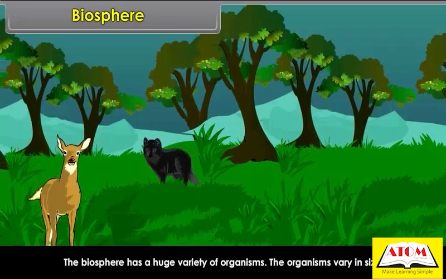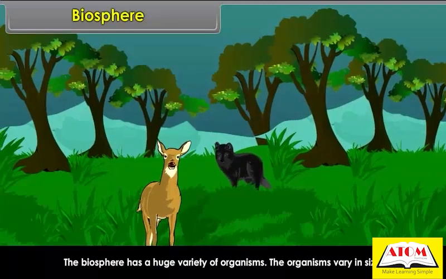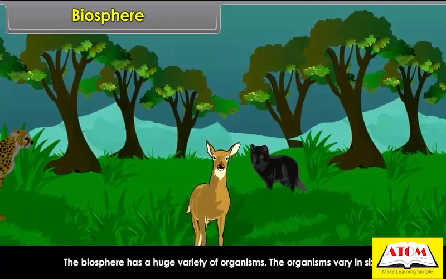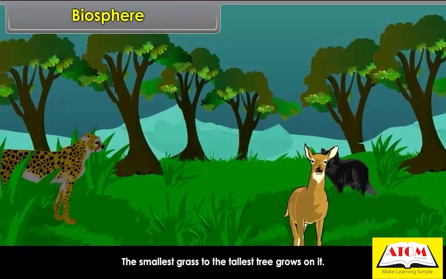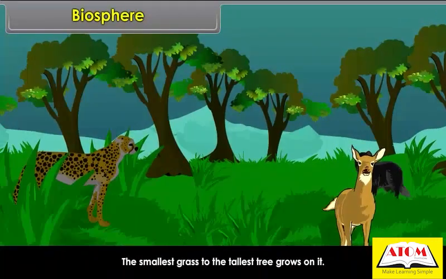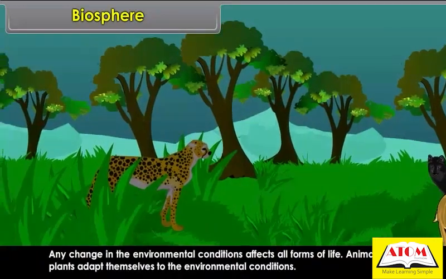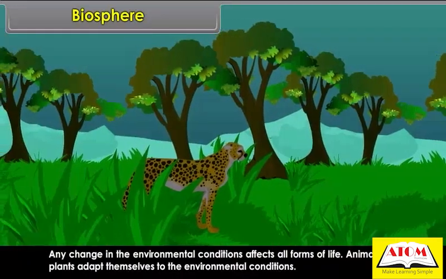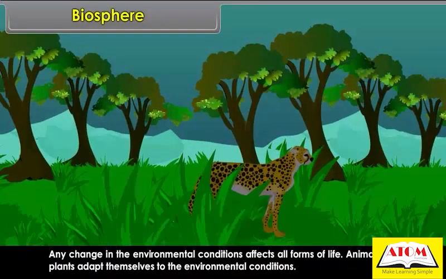The biosphere has a huge variety of organisms. The organisms vary in size. The smallest grass to the tallest tree grows on it. Any change in the environmental conditions affects all forms of life. Animals and plants adapt themselves to the environmental conditions.